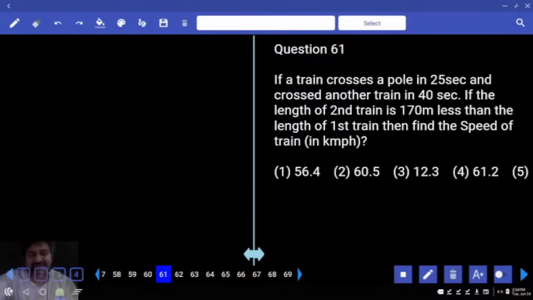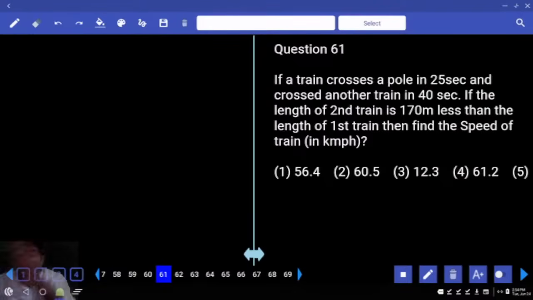Now, first case, the train crosses a pole. So the distance covered in that case will be the train length. Do you know the train length? No. How much time is it taking? So to cover its own length, the train is taking 25 seconds.